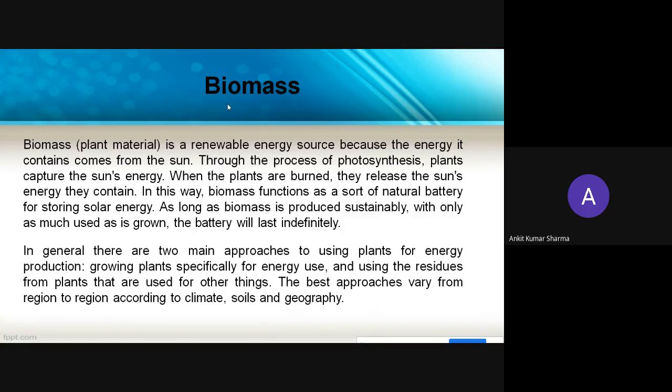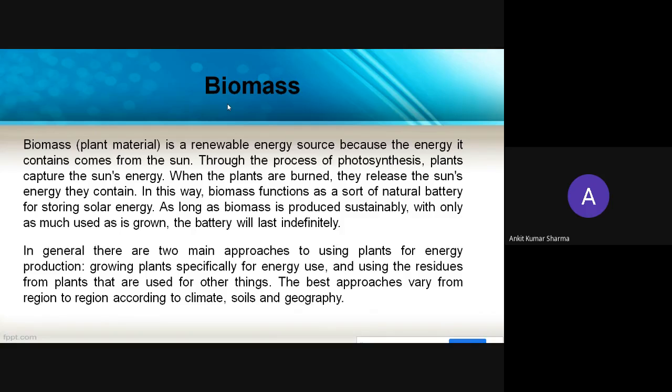Because when there is no sun energy, there is no plant, and if there is no plant, the biomass that would be made from plant material or manure would not exist either. So biomass is also contained in the renewable energy sources. In this way, biomass functions as a sort of natural battery, as we discussed earlier.